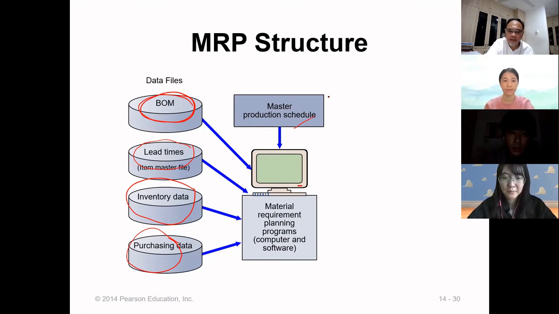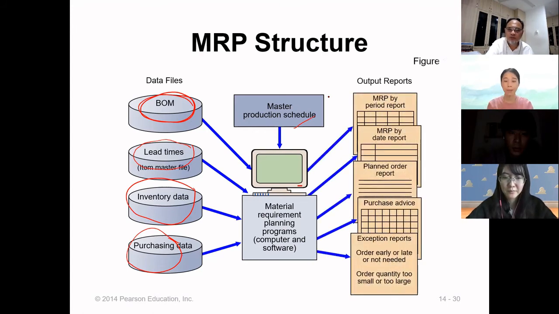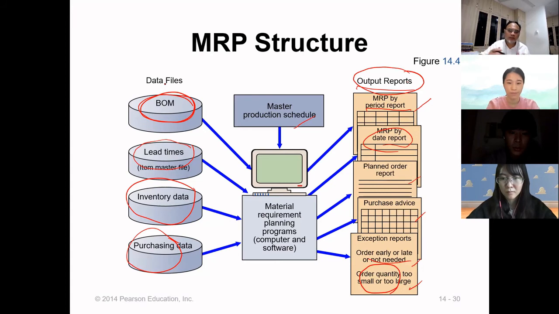What it does is it will generate these reports. We will have output reports: MRP by period, by week or days, or by date. This is the planned order report, purchase advice, and exception report, such as order not needed, or you need to change order quantity too small or too large. So this is the so-called input, and you process it to produce the plan.